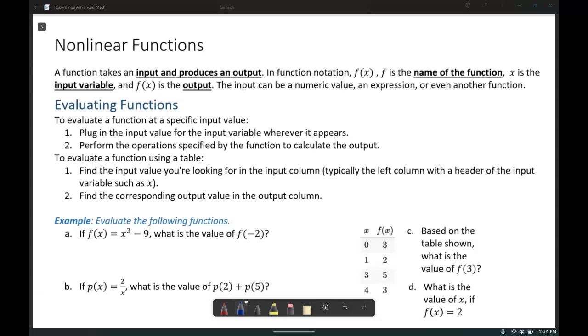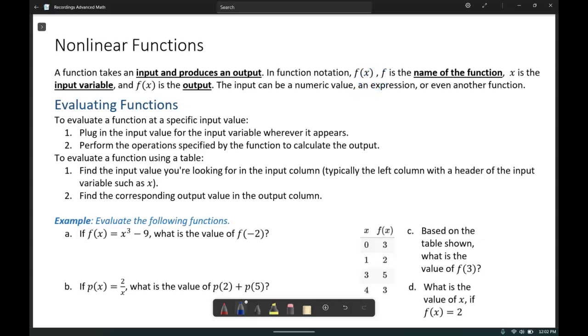Let's take some time to look at the next section on nonlinear functions. Recall that a function takes an input and produces an output. We have function notation f of x. F is the name of the function, and x is our input variable. We can also have different functions besides f of x. We could have g of x, we could have h of t, we could have p of q. These are all functions where g, h, and p are the function name, and x, t, and q are the input variable. And then the function as a whole is our output.